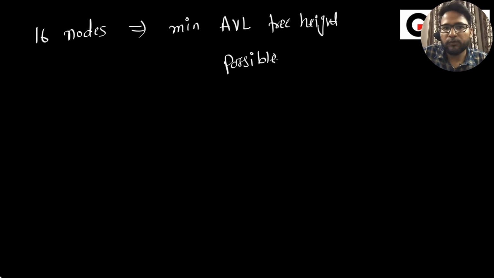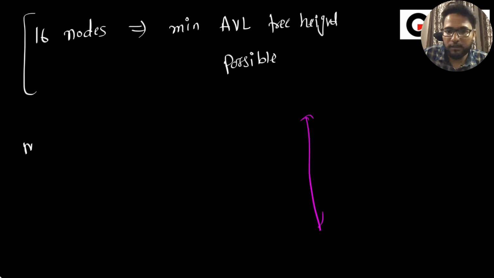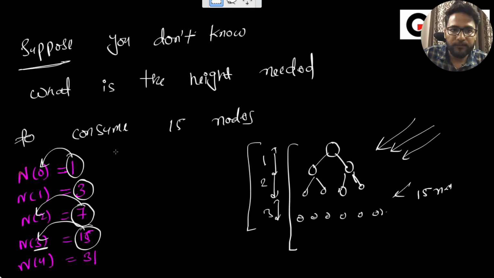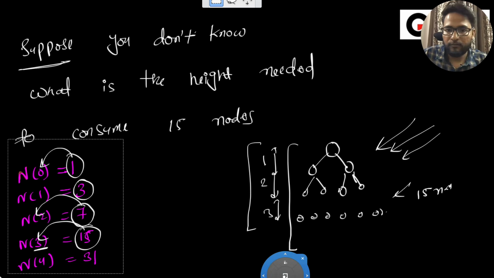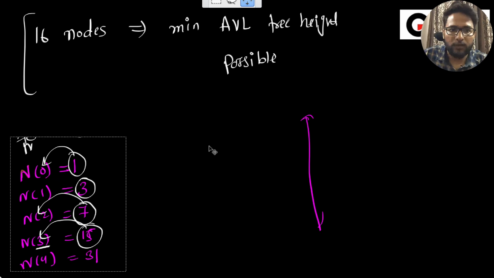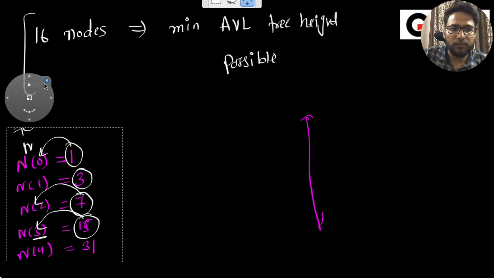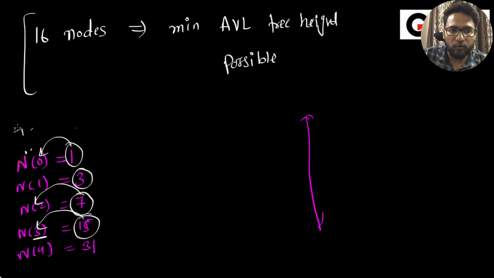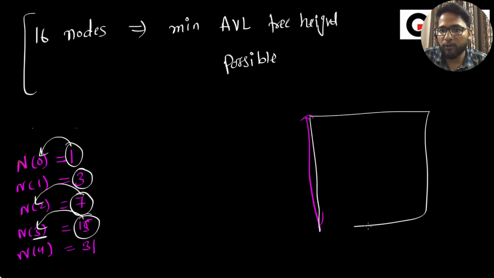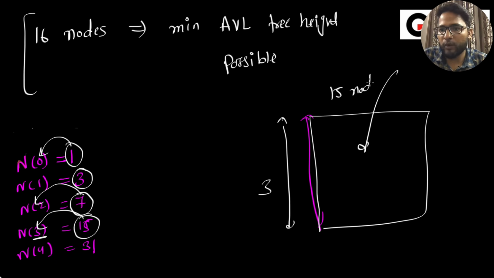Now suppose this is the question. What you will be doing is, you will say that you do not know the height, and then you will keep on throwing the nodes. Let me just write the earlier equations here also. If you throw 1 node, then you will be filling the height of 0. If you throw 3 nodes, 7 nodes, 15 nodes, then till now you have got the height of 3, and you have thrown 15 nodes. So you have 15 nodes here, and every level is full.